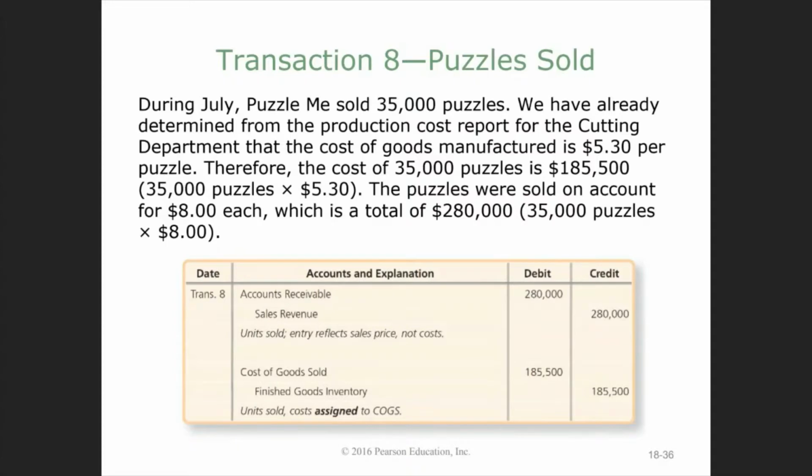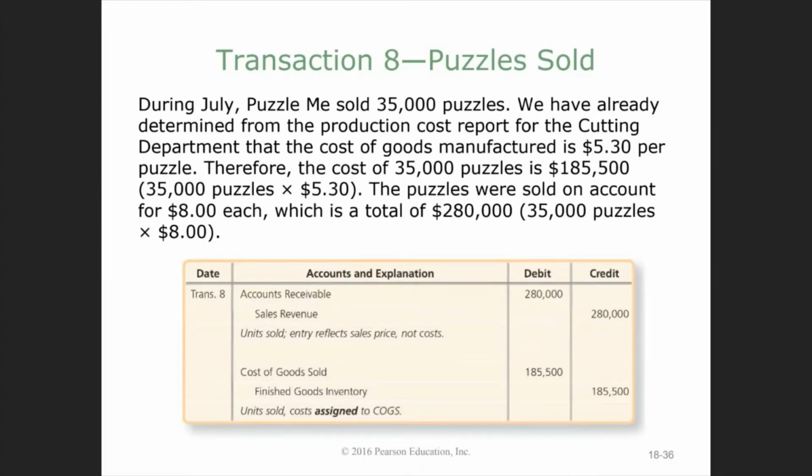So we know we sold them for $8 each. Yes, ma'am, go ahead. And the cost per puzzle was $5.30. So we'll figure out the amount that we sold them for.